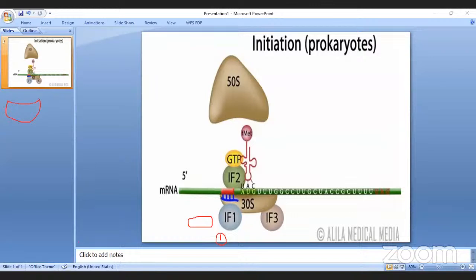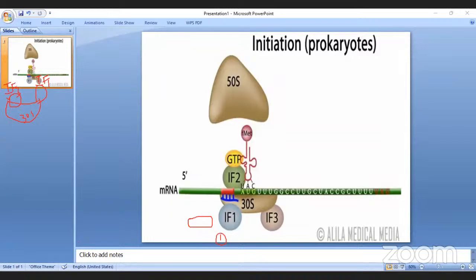So this is the 30S small subunit. First it forms a complex. The 30S subunit first forms a complex with IF3, initiation factor 3. Later, IF1 is added to the complex. Second, IF1. For suppose here, IF1. IF1 is added to the complex.